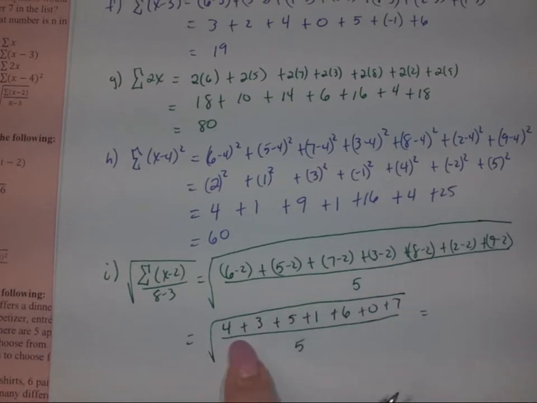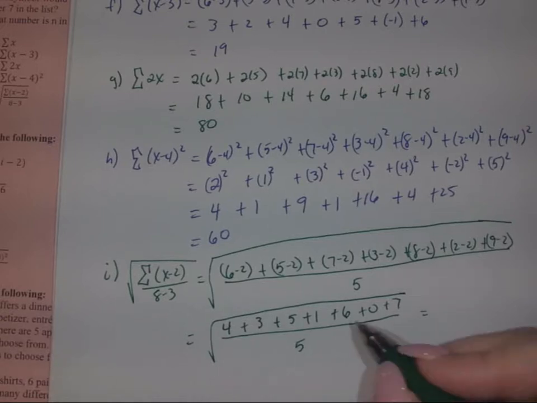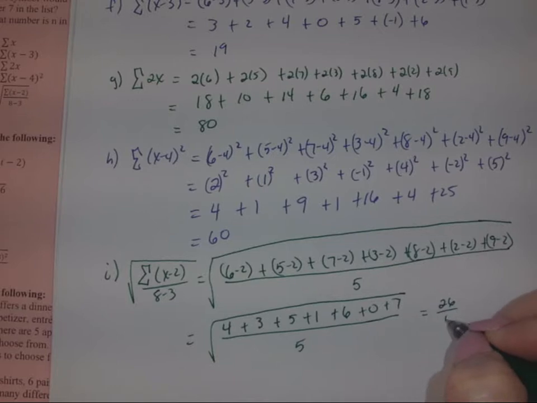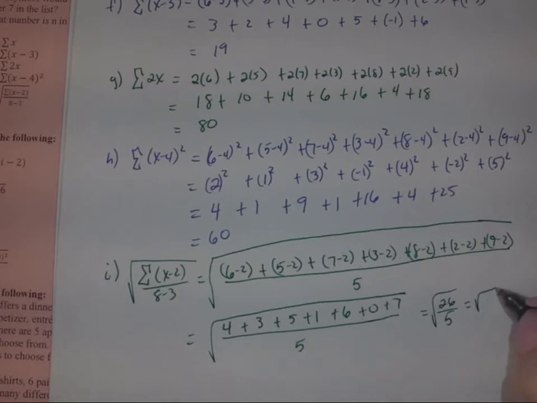All right, when we add our 4 plus 3 plus 5 plus 1 plus 6 plus 0 plus 7, we get 26 over 5 underneath our radical. So 26 divided by 5, you can put that all in the radical, or you can take it down to a decimal of 5.2. Either way will work. And now the square root of that is 2.28. And that would be your final answer for that.